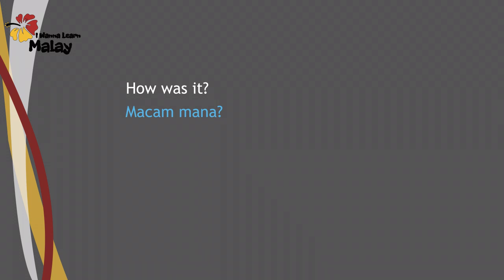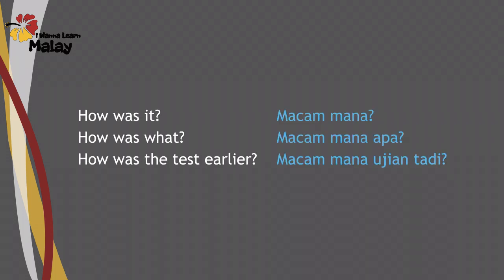An elaboration of this, if in the context the person asked is not sure about the question, we can have a dialogue like this. How was it? How was what? How was the test earlier? So in Malay that is macam mana? Macam mana apa? Macam mana ujian tadi? So macam mana apa is how was what, and macam mana ujian tadi is how was the test earlier.